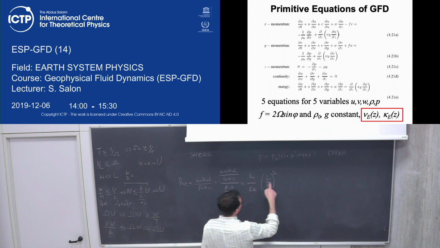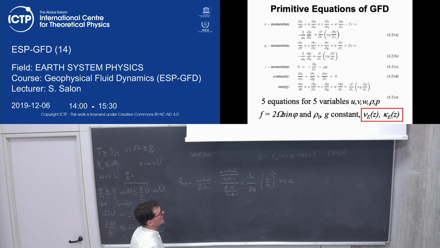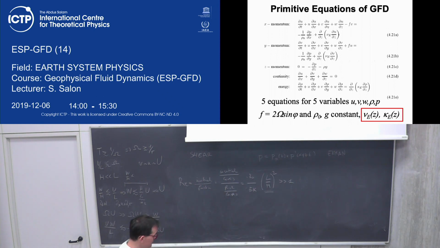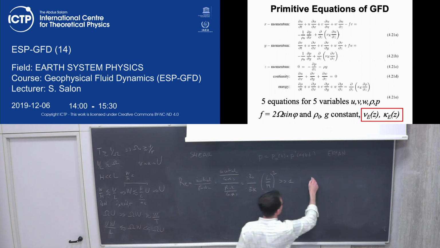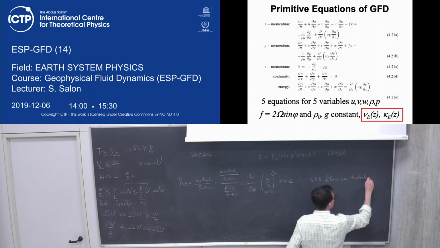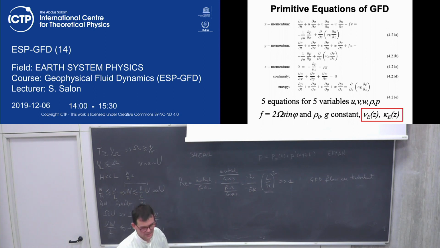So these two can be of the same order, smaller, or order one. What is important is this one. So Ekman scales like the aspect ratio, the ratio between the horizontal scale and the vertical scale, which is much larger than one. So it means that GFD flows are turbulent, okay? Because the Reynolds number says how much larger the inertial term is with respect to the friction. The larger the inertial term, the advection term, or the nonlinear term, whatever you want to call it, the easier is the evolution of turbulent motions. Okay.